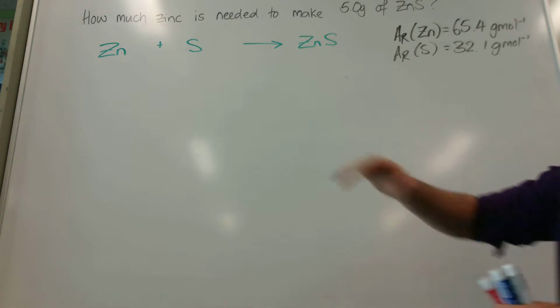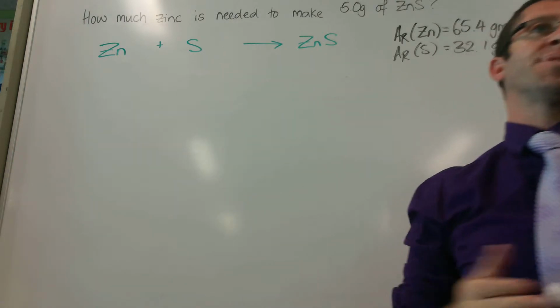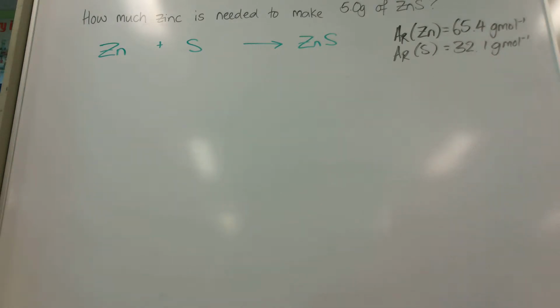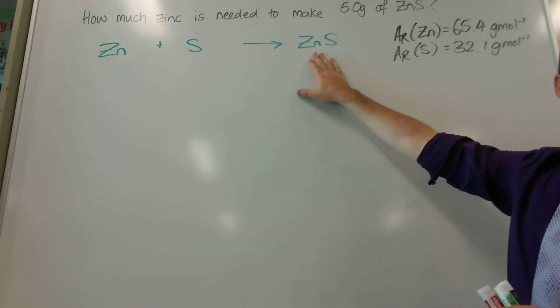Now, sometimes you'll see sulfur written as S, sometimes you'll see it written as S8. If it's S8, you can think of it as a molecule. If you see it as S, that's simplifying it. All right, so I'm going to do it as S because it makes life easier. I know how much of this I want. Well, I know the mass of this that I want.